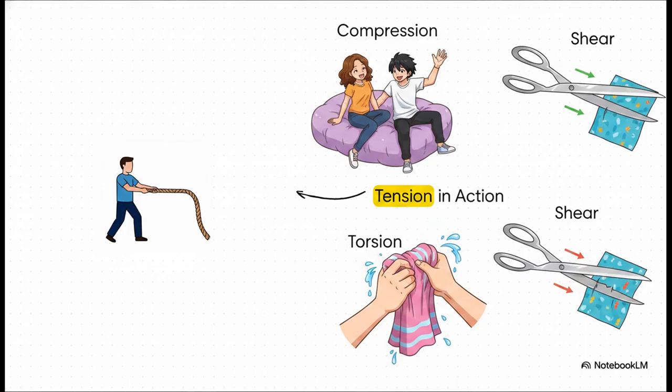But tension is just one of 4 main forces you absolutely need to know. There's also compression. That's a squashing force, kind of like sitting down heavily on a really soft cushion. Then there's torsion. Torsion is a twisting force, like when you wring out a wet towel. And finally, shear. Shear is a sliding force where parts are pushed in opposite directions, exactly like how a pair of scissors slices right through paper.